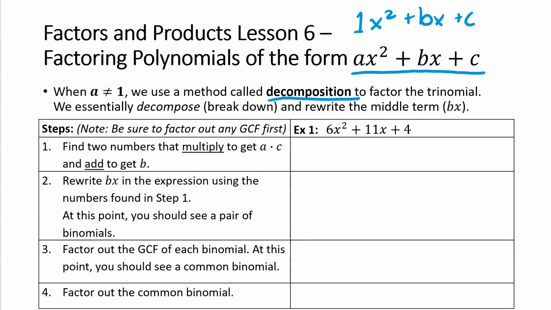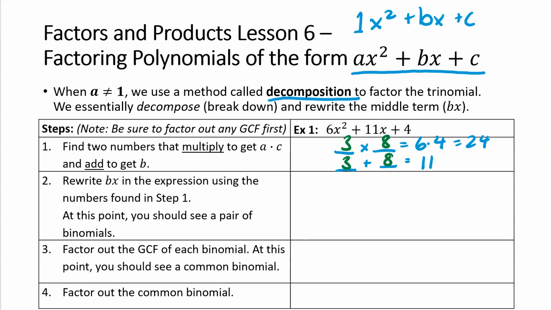The steps are listed to the left, and we're going to work on example 1, 6x squared plus 11x plus 4. The first step here is to find two numbers that multiply to get a times c. Okay, so you want two numbers that multiply to give you 6 times 4, which is 24. And those same two numbers need to add to get you the middle term, the b, which is 11. So two numbers that multiply to get you 24, add to get you 11, that's 3 and 8.